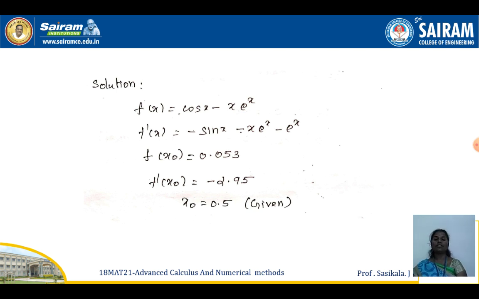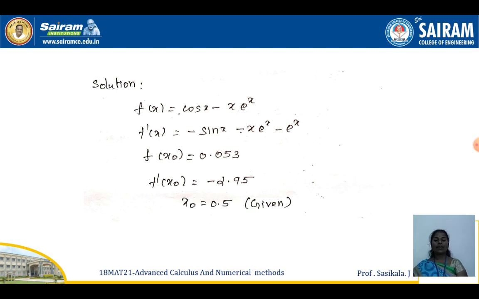What is your f dash? The differentiation of cos x is minus sin x, and for x e power x I have to apply my product rule. So x into e power x plus the differentiation of x, which gives 1, and e power x. So minus is there, so both will have the minus sign. So this is all your f dash.